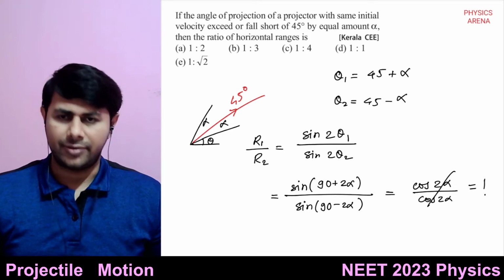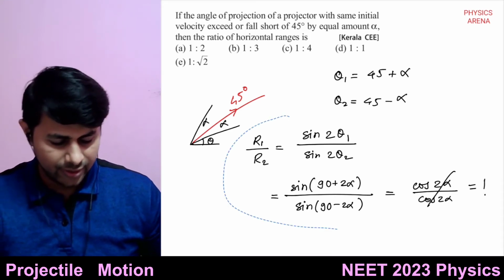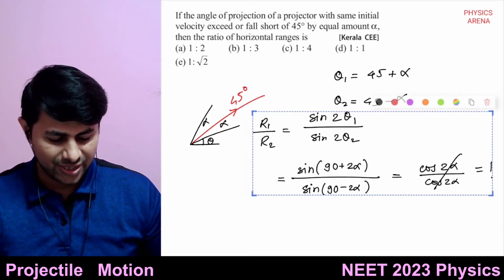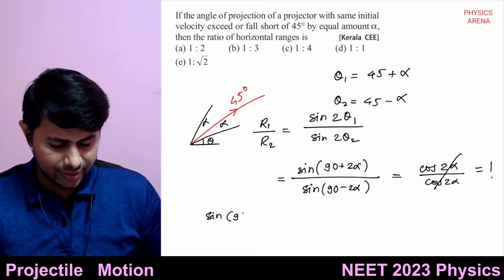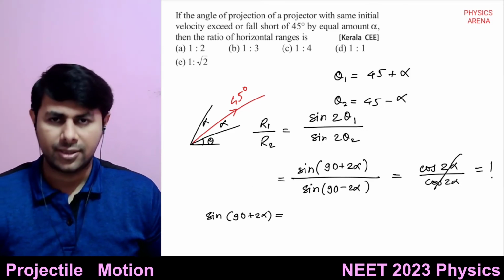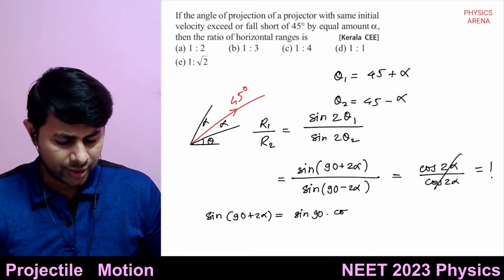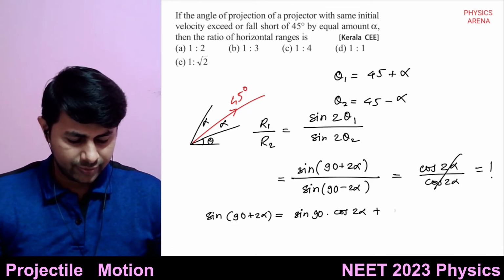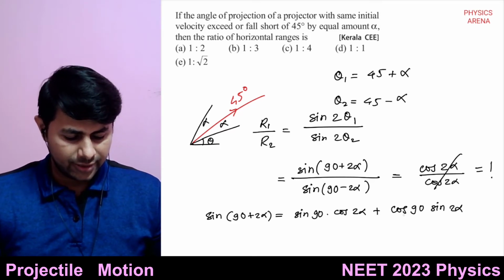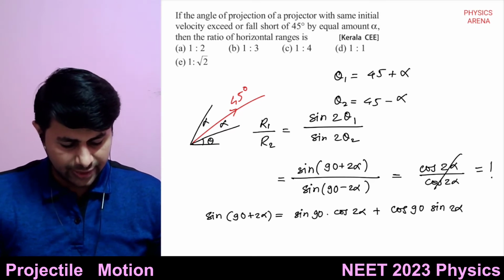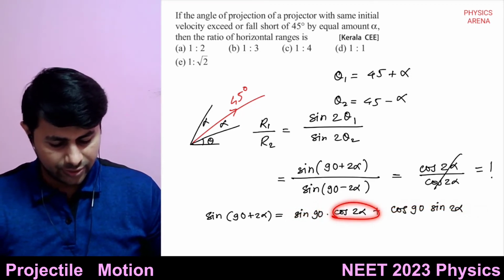Okay, that's equal to 1. And if you don't know, you can always verify. But we have to do quick work, so we should remember this formula. So sine of 90 plus 2 alpha is sine a cos b plus cos a sine b: sine 90 cos 2 alpha plus cos 90 sine 2 alpha. Cos 90 is 0, sine 90 is 1. So this is 1, this is 0. So the second term vanishes, and it is cos of 2 alpha.